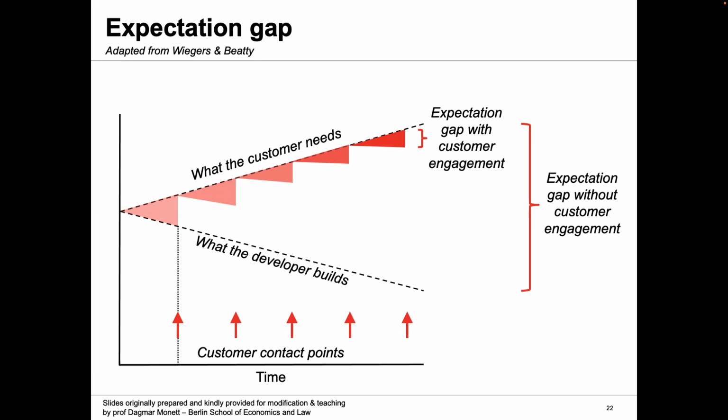Because this figure is showing that as time passes, the more you're able to get in touch with your customers, the more customer contact points you have, the more you will be able to reduce the gap. So just see the difference between this expectation gap when there is no customer engagement versus the expectation gap when there is customer engagement. And what is customer engagement? What can anyone tell me? How will you engage with your customer?